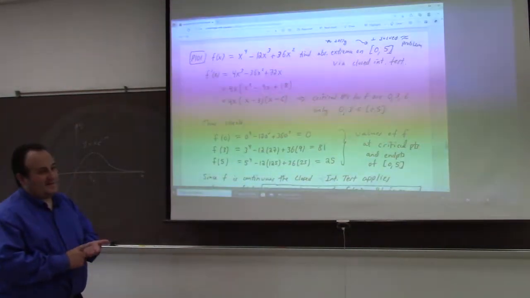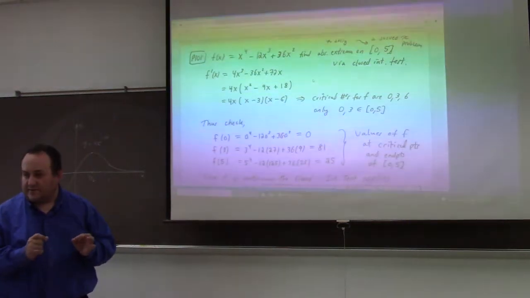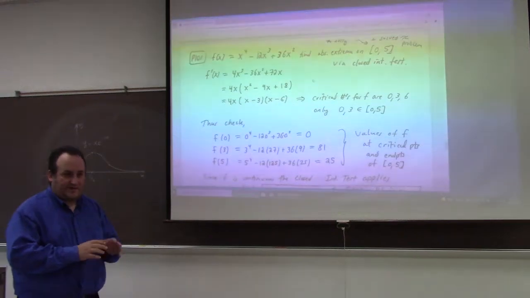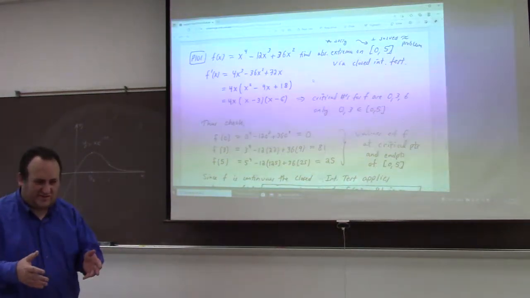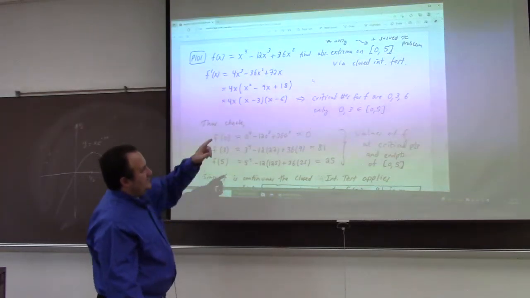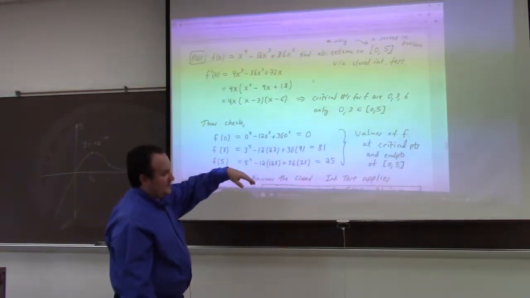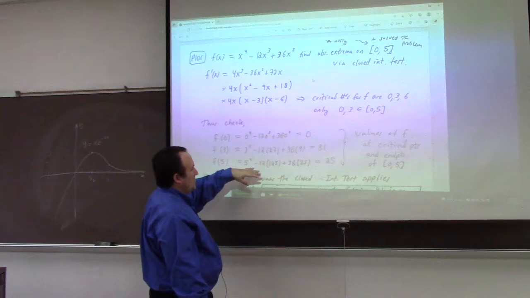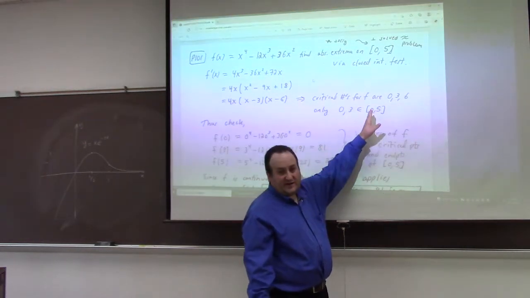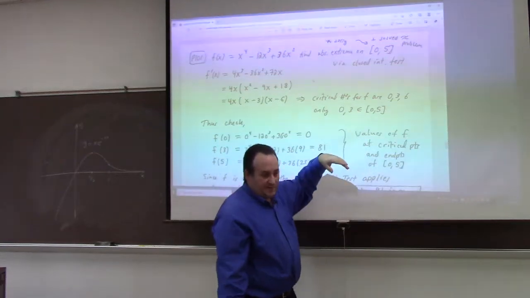You notice I accidentally changed the interval here to 0 to 5, but in your problem set it's 0 to 4. So I just transcribed it wrong, but it doesn't change the solution, so I didn't edit it. So I solved a slightly different problem than the one that was assigned. That's what I'm trying to say. But 0 and 3 are inside here, so they're relevant. 6 is not. So we ignore 6, all right?